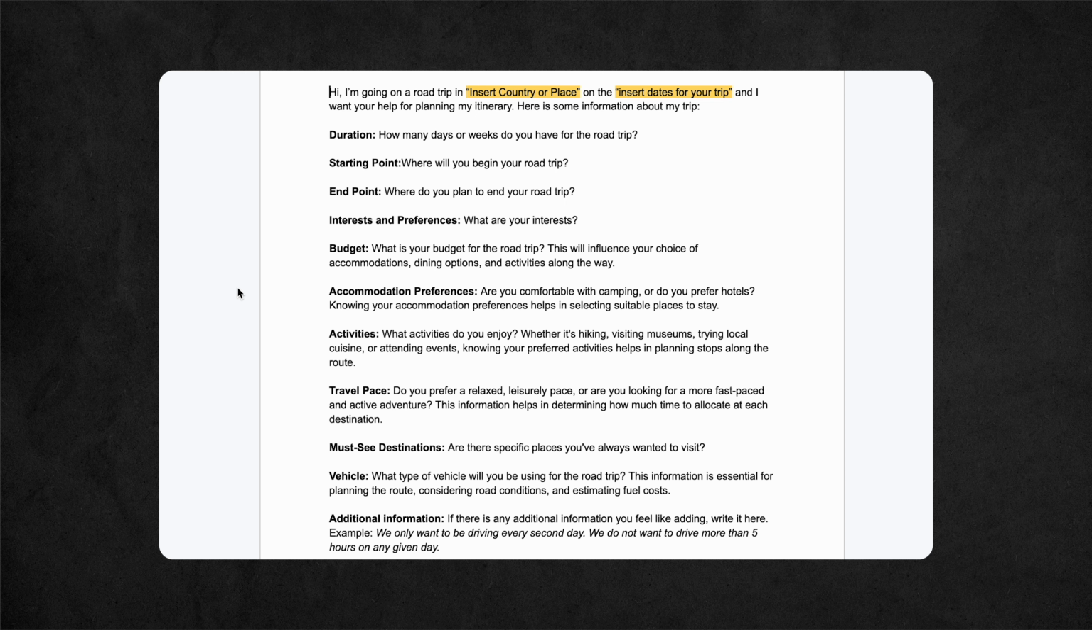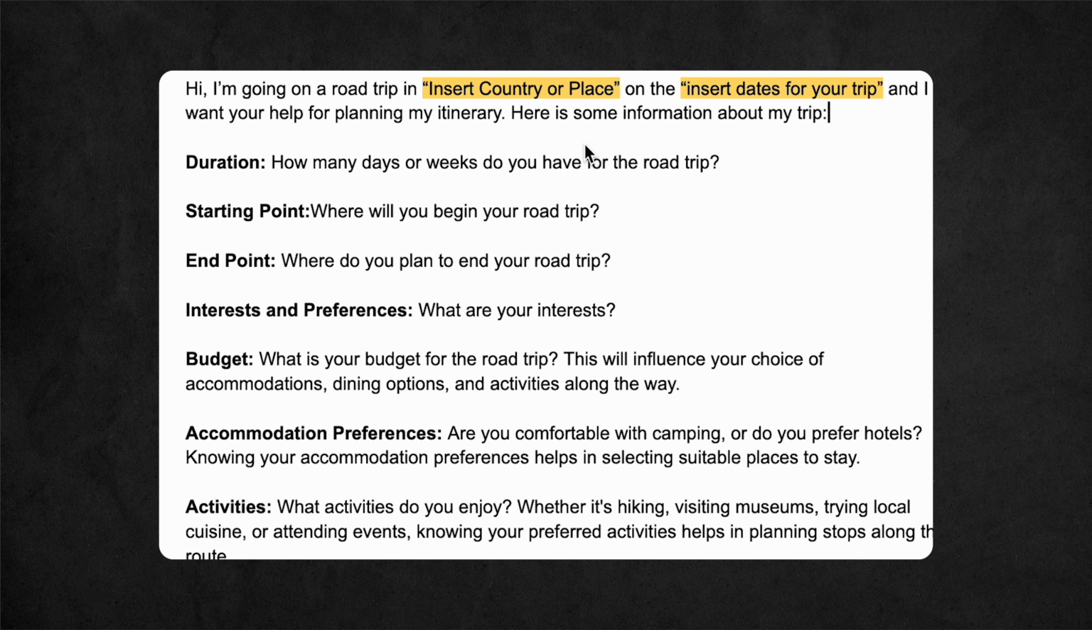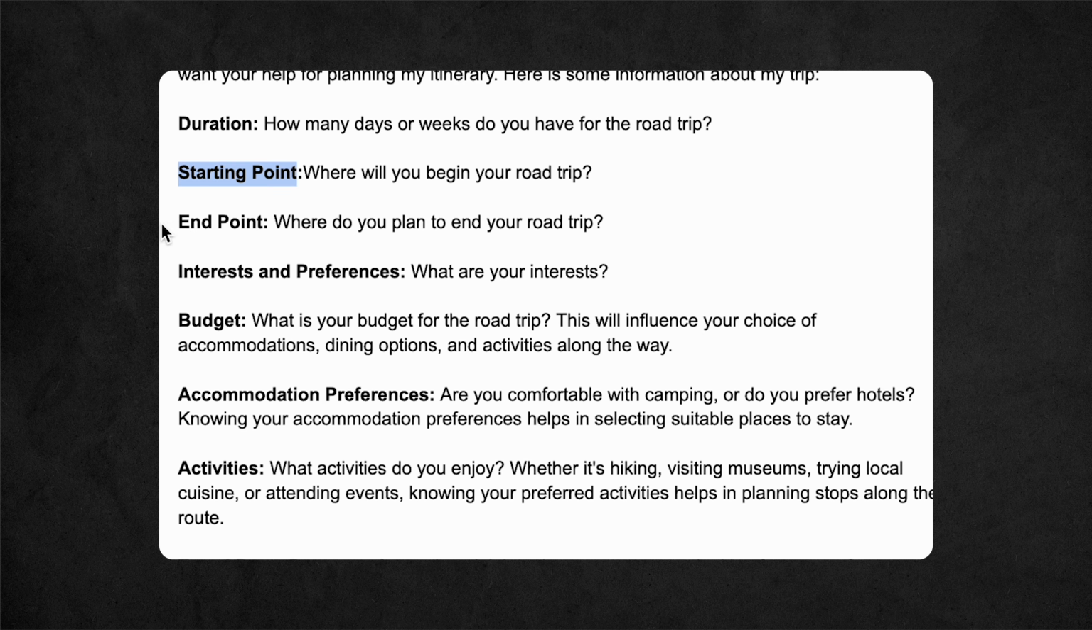So it just starts off like this. Hi, I'm going on a road trip. And then you're going to insert your country or place. And then you're going to follow up with your date. And then it continues: I want your help for planning my itinerary. Here is some information about my trip. And then it's got different points you want to fill out, like duration, starting point, end point, and so on.